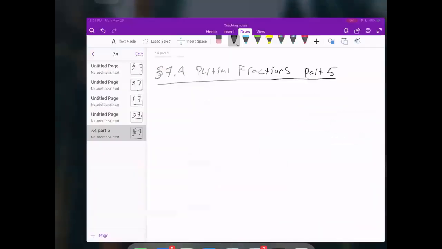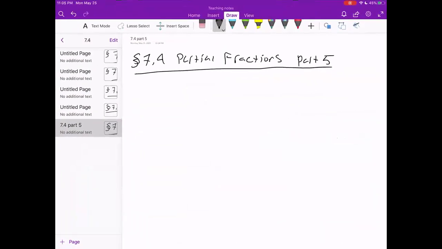Alrighty, so we're going to continue on with section 7.4, partial fractions. We are on part 5 now. Before I begin this section, I want to write down an integration formula that we're going to need here. It's the integral dx over x squared plus a squared. You can do a trig substitution if you want to work this one out yourself. It's a good practice problem. This is the arctan of x over a plus c.